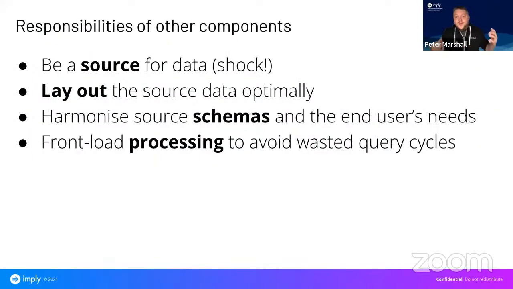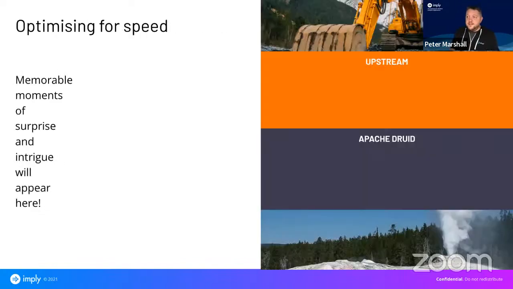So what could we do upstream of Druid that will help Druid out? First of all, you can be a source for the data, shock horror, that's very important. Secondly, is laying out the data for the way that Druid does its distributed ingestion. You can also spend some time harmonizing the schemas in the source data with what the end users actually need, because Druid is not a data lake. You might need to do something to make the schemas better. And also front loading some processing that otherwise would be done at query time.